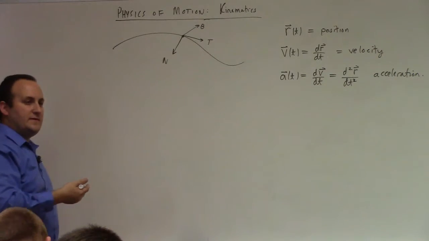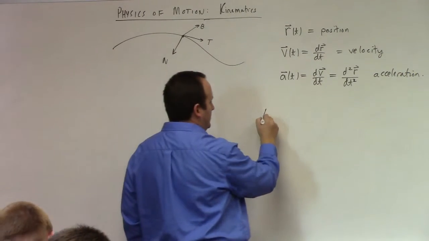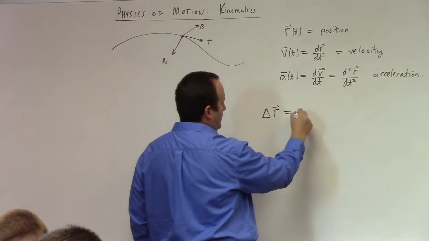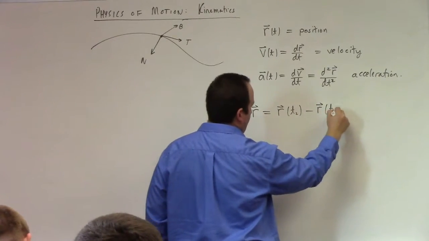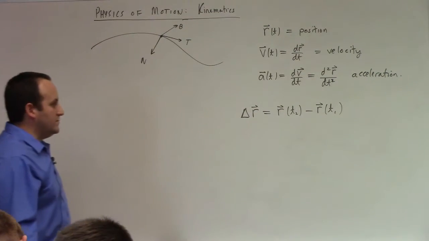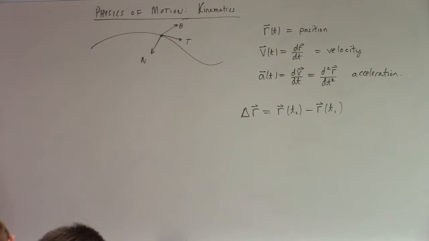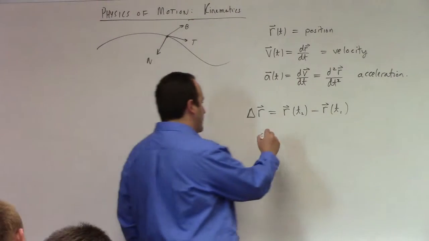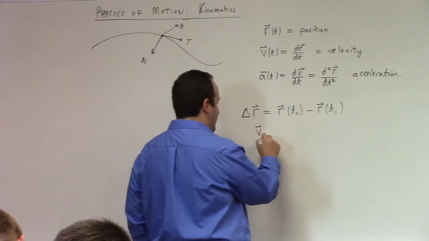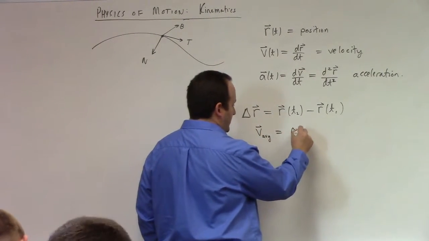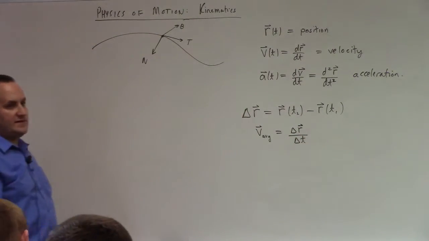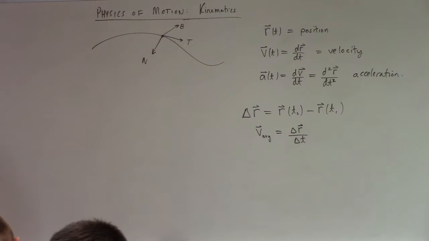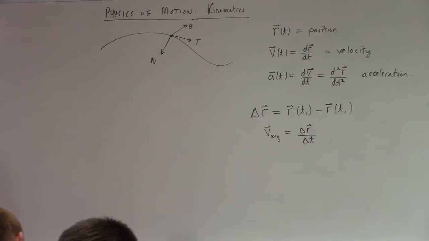You might want to talk about the displacement. The displacement is a vector. It's something like r of t2 minus r of t1. It goes hand in hand with average velocity. I don't think this is even in my notes, but if you wanted to talk about average velocity, you could take the displacement divided by the change in time. That would be the average velocity. As delta t goes to zero, you get back to the notion of instantaneous velocity, of course.